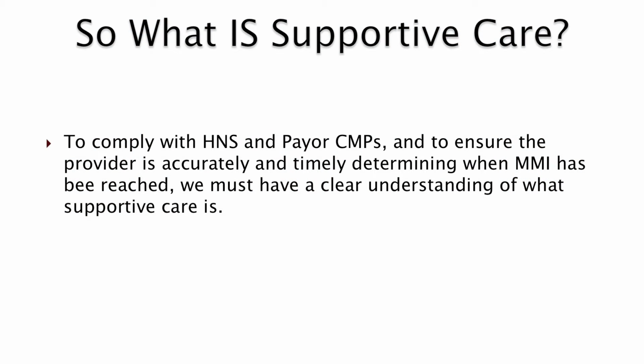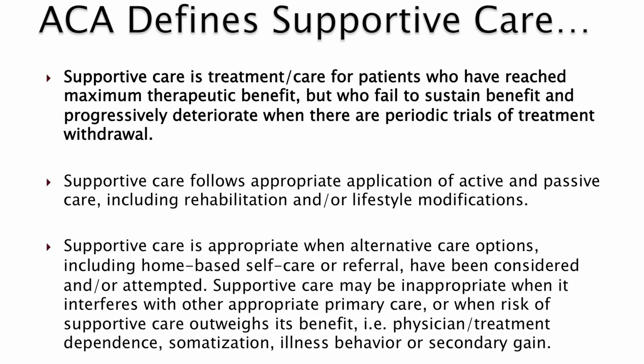So what is supportive care? Let's move into that. To comply with H&S and payer CMPs, and to ensure the providers accurately and timely determine when MMI has been reached, we must have a clear understanding of what supportive care is. Supportive care, by definition of the ACA, is treatment or care for patients who have reached MMI, maximal therapeutic benefit, but who fail to sustain benefit and progressively deteriorate when there are periodic trials of treatment withdrawal.